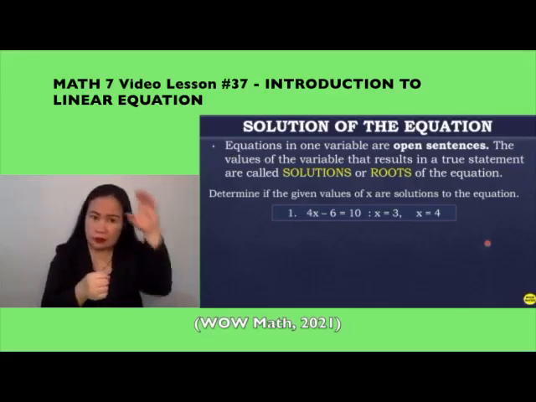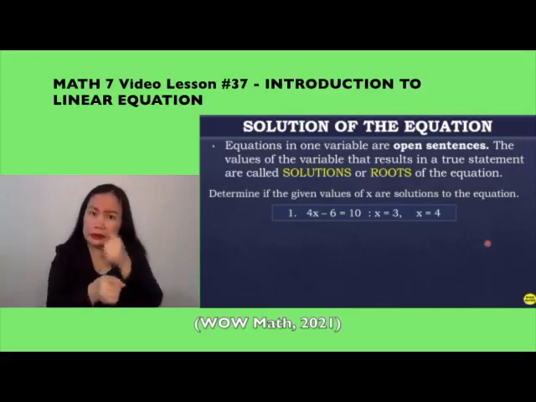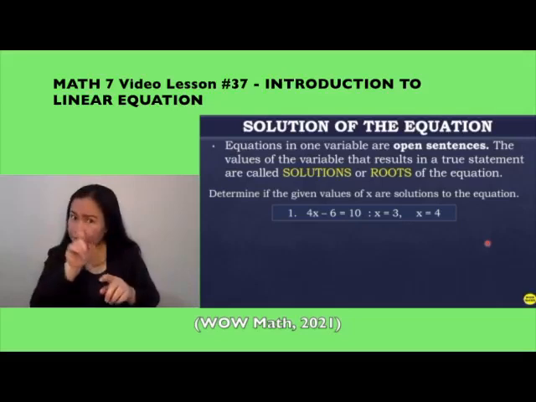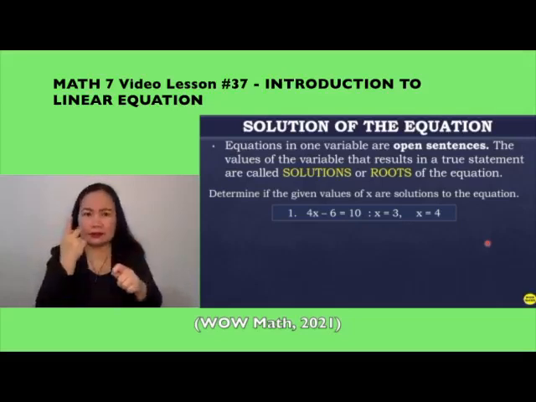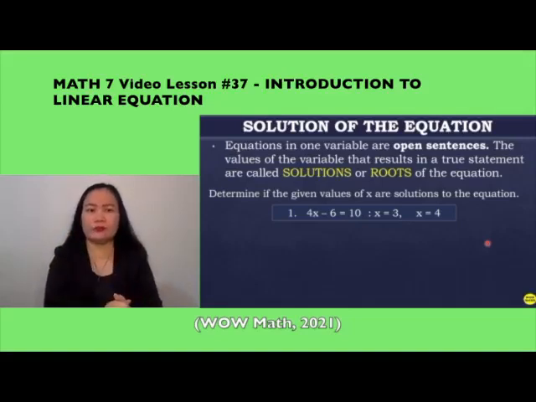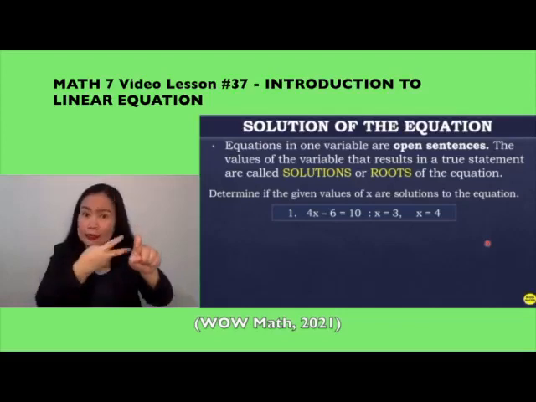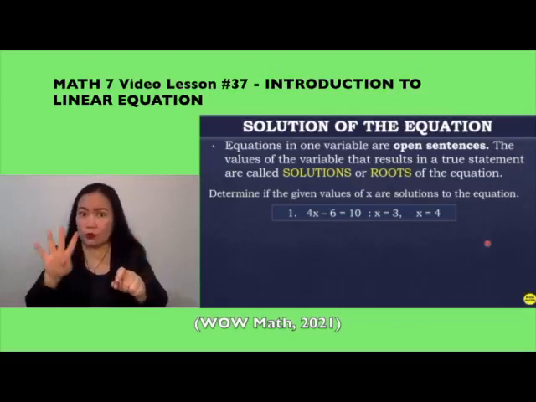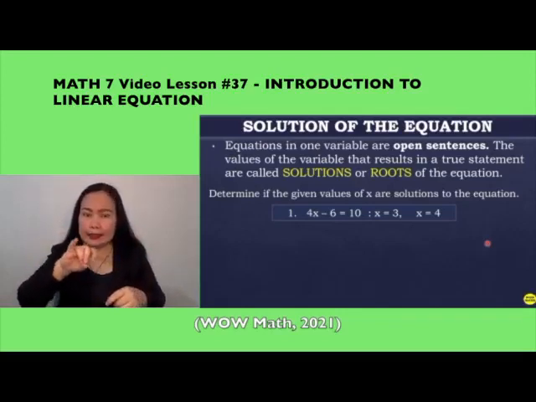Hahanapin mo kung alin doon ang solution. Okay? So, ang binigay sa atin ay x is equal to 3, x is equal to 4. So, pag may nagtanong sa comment section na, ma'am, saan po nakuha si x is equal to 3 at x is equal to 4? Given siya. Kumbaga, ito yung itatry nating isolve para ma-check natin kung itong si 3 o si 4, alin dito ang solution.